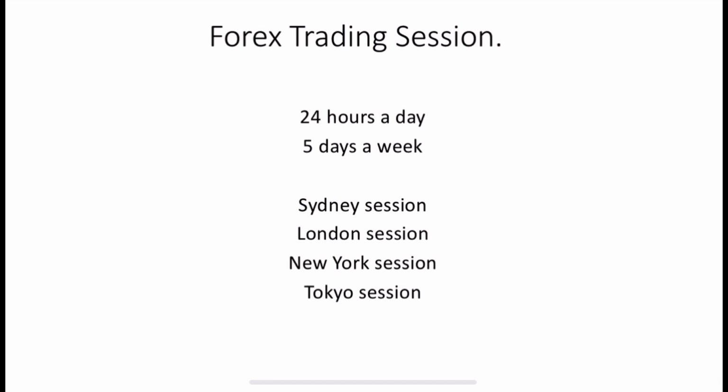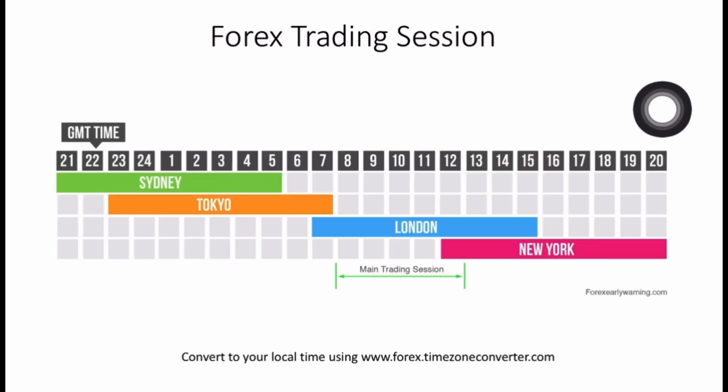The market is open 24 hours a day and 5 days a week. We have 4 main market sessions. The first one is the Sydney session, followed by the London session, the New York session, and the Tokyo session. So this is our trading session time zones. As you can see, the Sydney session opens at 21 and closes at 5 in the morning, and Tokyo opens at 23 in the night and closes at 7. Then the London session opens at 7 in the morning and closes at 16, which is 6 in the evening.